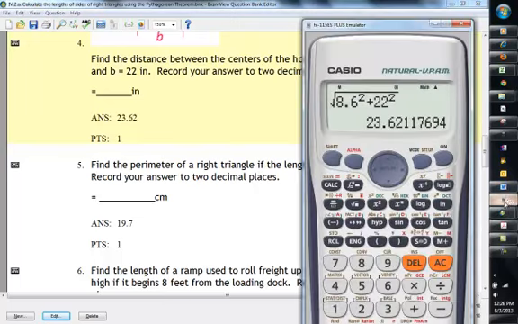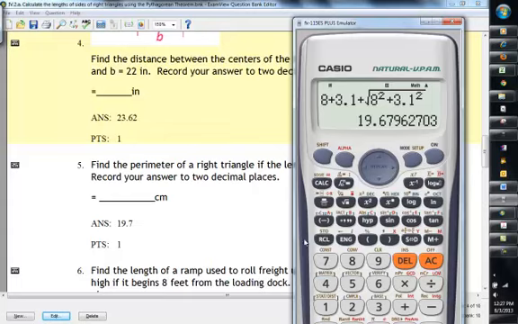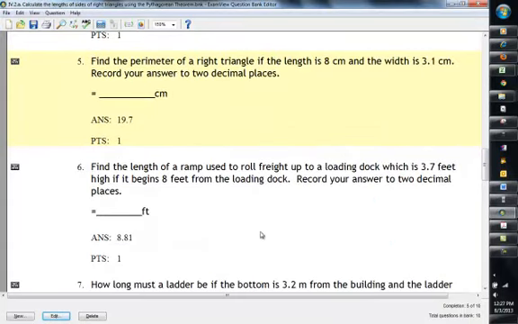Find the perimeter of a right triangle if the length is 8 centimeters and the width is 3.1 centimeters. So we're going to have to take 8 plus 3.1, that's two of the sides of the triangle, and then we have to add the other side, which is the square root of 8 squared plus 3.1 squared, and we get 19.7 or so.